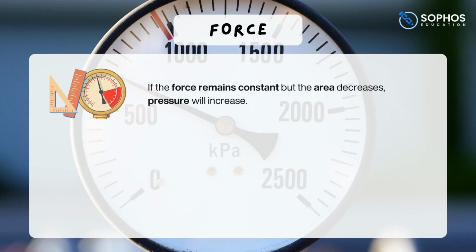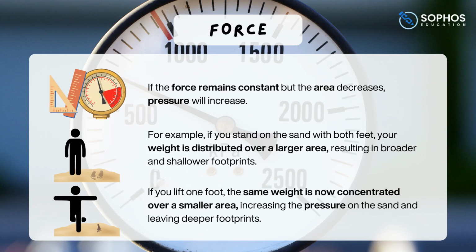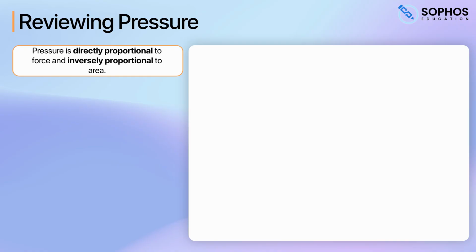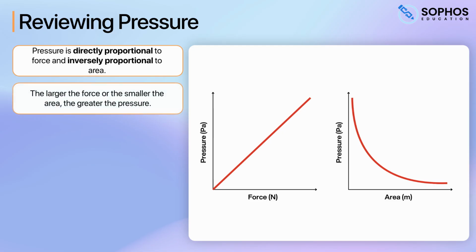If you decrease the area over which this force is distributed, the pressure also increases. For example, if you stand on the sand with both feet, your weight is distributed over a larger area, resulting in broader and shallower footprints. If you lift one foot, the same weight is now concentrated over a smaller area, increasing the pressure on the sand and leaving deeper footprints. These ideas suggest that pressure is directly proportional to force and inversely proportional to area. Hence, the larger the force or the smaller the area, the greater the pressure.